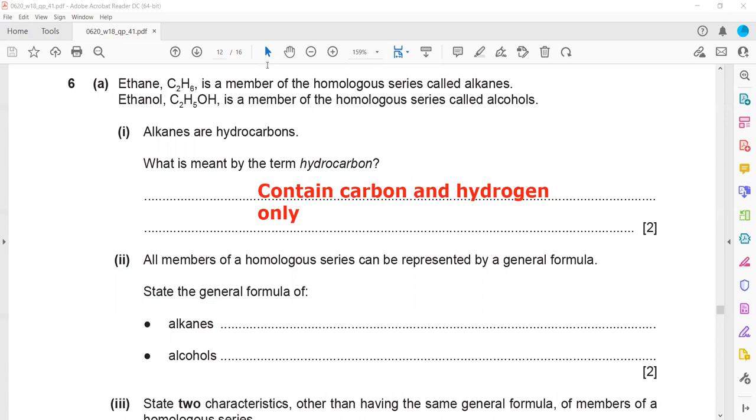Alkanes are members of a homologous series represented by a general formula. So what is the general formula for alkane and alcohol? The general formula for alkanes is CnH2n+2. And for alcohol, it can be CnH2n+1OH. Or you can also write CnH2n+2O. So both are acceptable. You can write this one or you can write the other one.